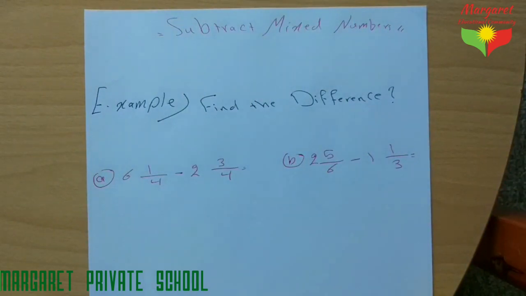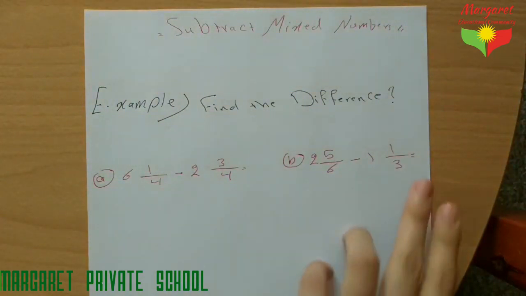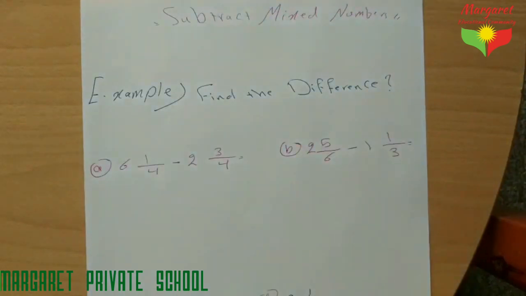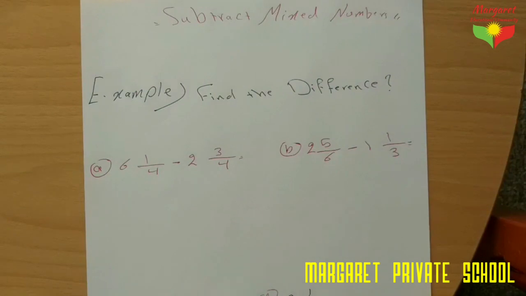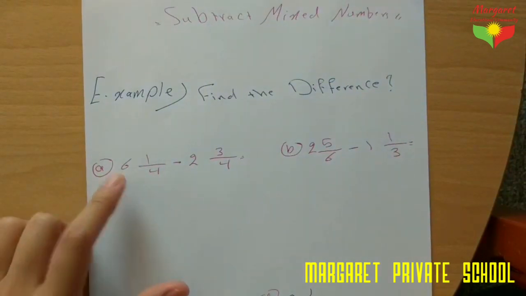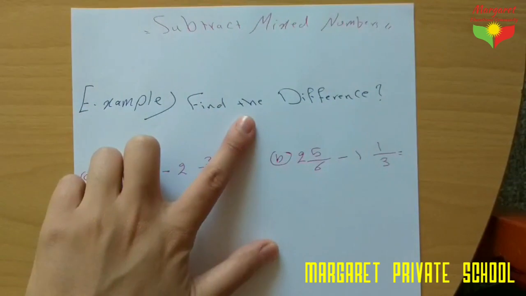We have different denominators. You must use the least common multiple to find the least common denominator, after that subtract the two fractions, after that subtract the whole numbers, and write the result after the equal sign. We use the same technique as in addition, but here we change the operation to subtraction.